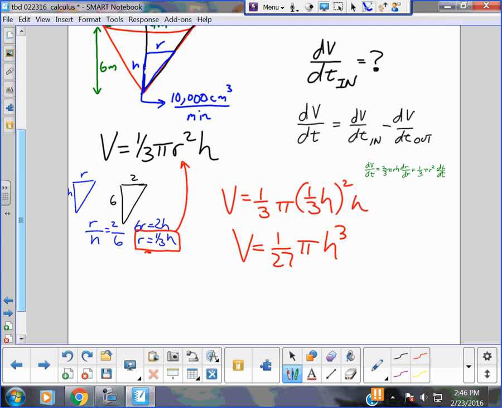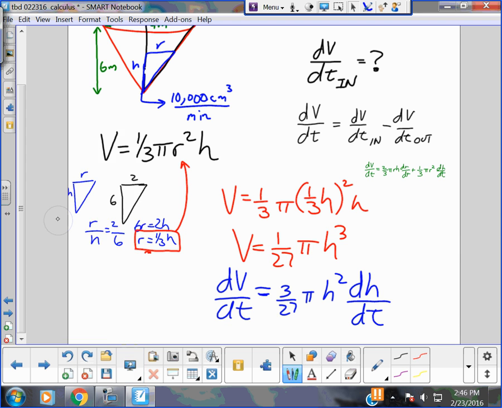Now, if I take the derivative of this, I end up with something I like. dV/dt, because it's with respect to time. The derivative of h cubed is 3h squared. So I'll write 3/27 right now so we see that. I'm going to change that to 1/9 here in about 2 seconds. But I get there. And all of a sudden, I say, oh, those are all variables I know.